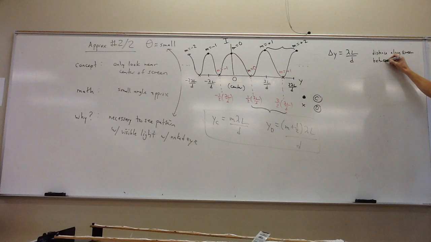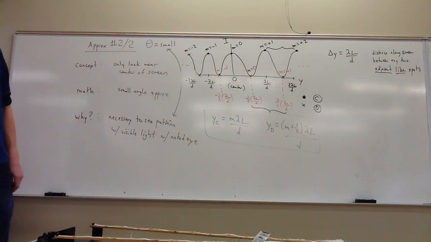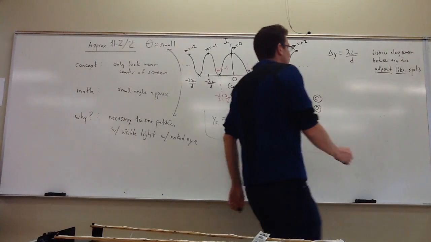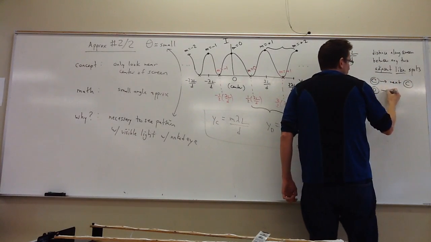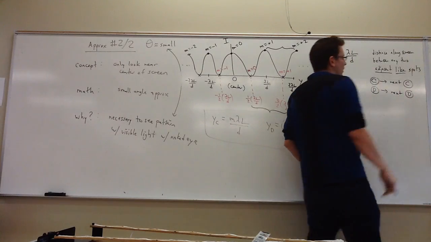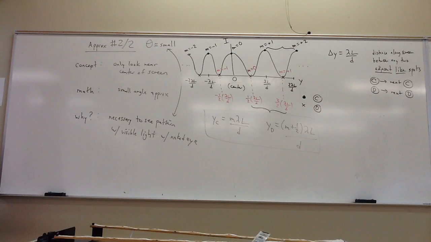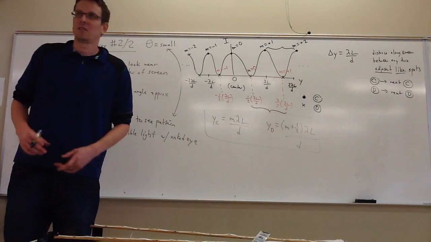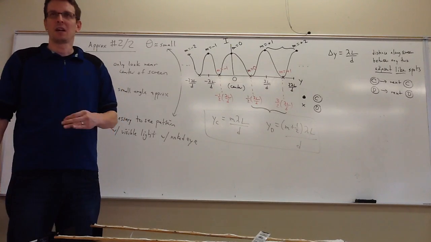So I'm going to call delta y here the distance along the screen between any two adjacent like spots. If you're talking about a constructive spot to the next constructive spot, or a destructive spot to the next destructive spot, this formula is your friend. Just don't forget it's between adjacent like spots. The distance between a bright and the next dark is actually half of this, right? So the brights and darks alternate.